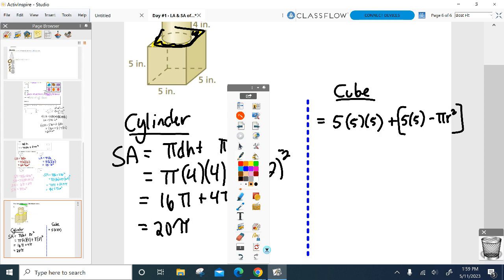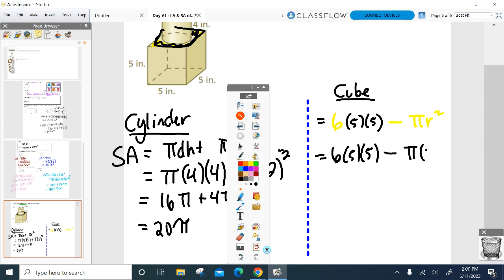Anybody think of doing this another way? I could do this. Or, ready? I could just do all 6 faces, but instead of adding, subtract out the circle. It's up to you. But does everyone see where I'm coming from as far as what surface area actually is? It's what's showing. You can't count things that are covered up. And so this is what? 6 times 5 squared minus pi times 2 squared.